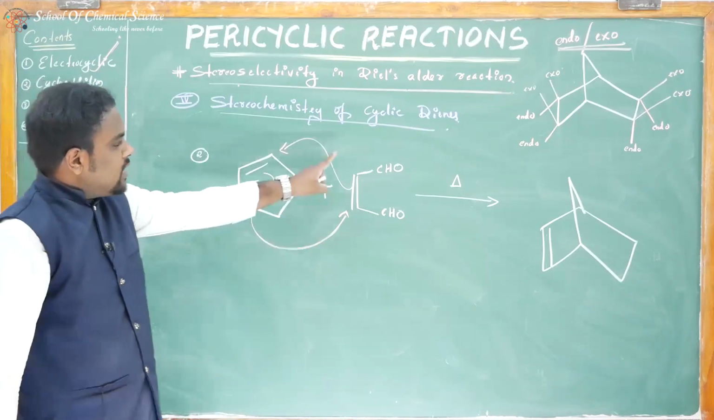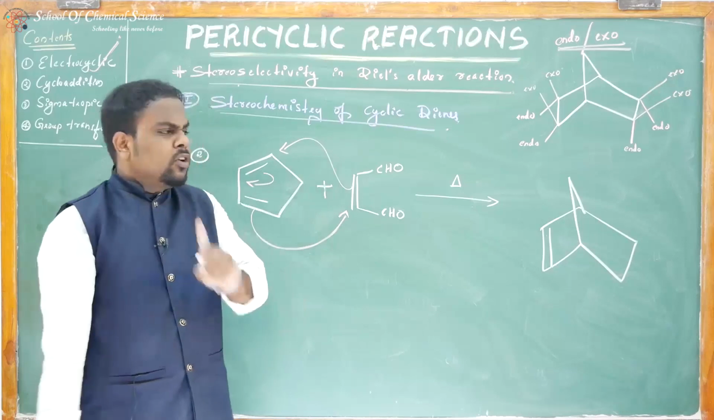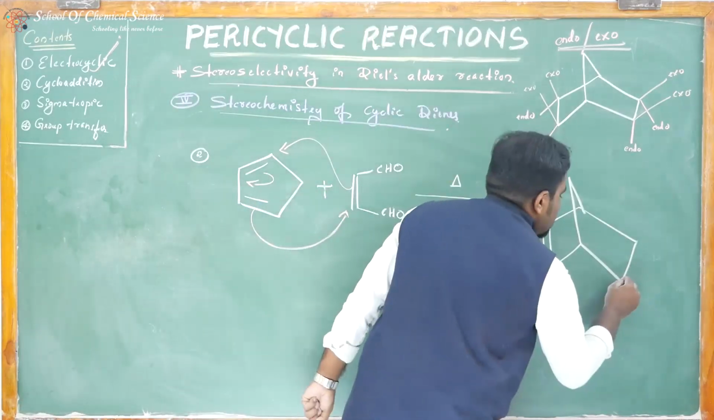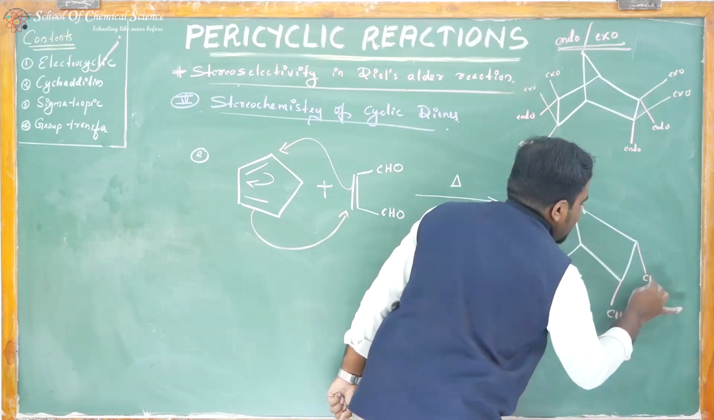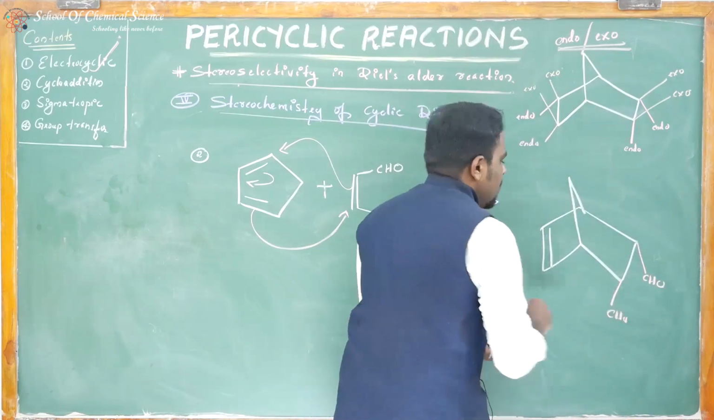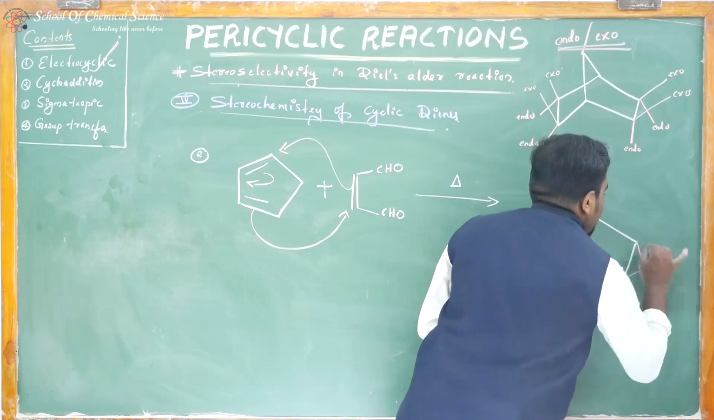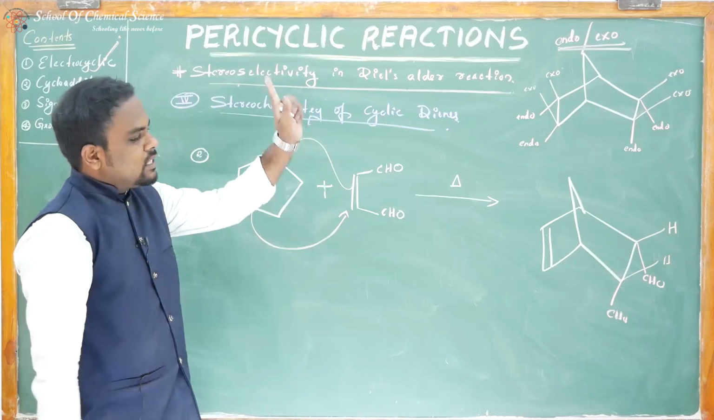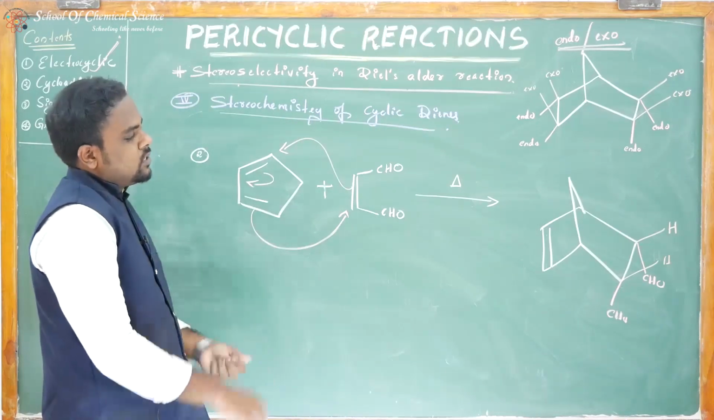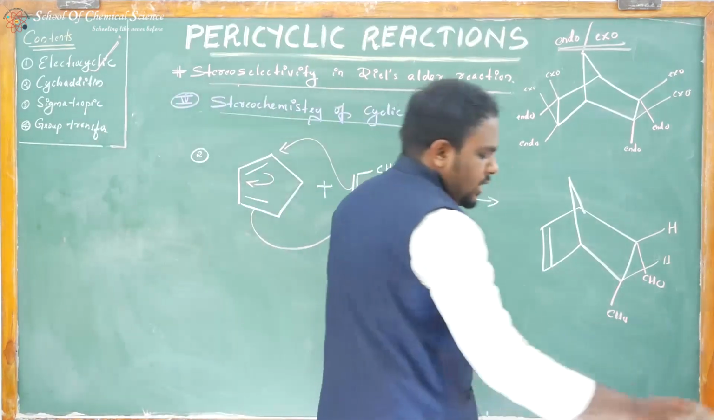CHO is an electron withdrawing group. An electron withdrawing group will always be in endo position. So CHO in endo position, here also CHO in endo position. Therefore, the corresponding hydrogen will be in exo position. Clear? Okay, then third question.